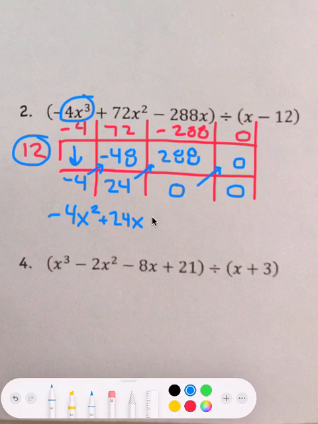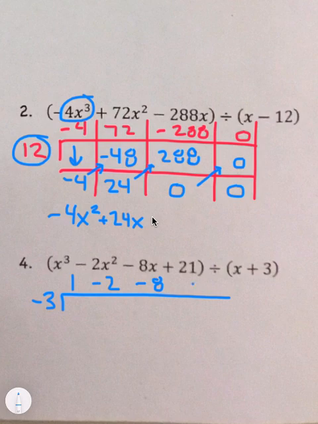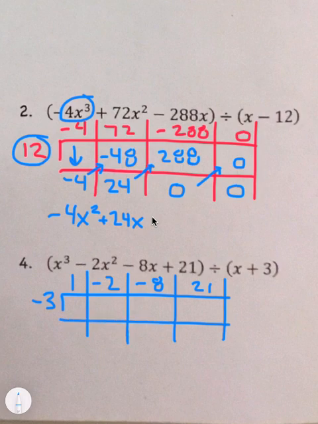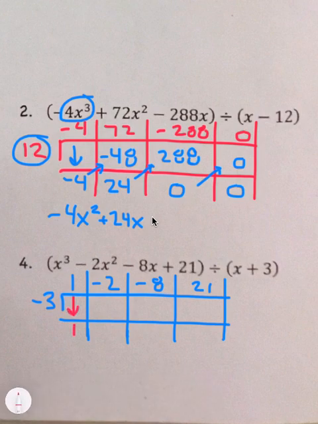Okay, so we have x plus 3. That means we have a minus 3 out front. And our numbers are 1, negative 2, negative 8, and 21. Okay, so let's see what we end up with. We bring down the 1. 1 times negative 3 is negative 3. We add those up. Gives us negative 5. Negative 5 times negative 3 is 15. We add them up. We get 7.